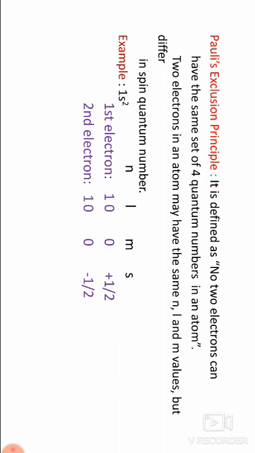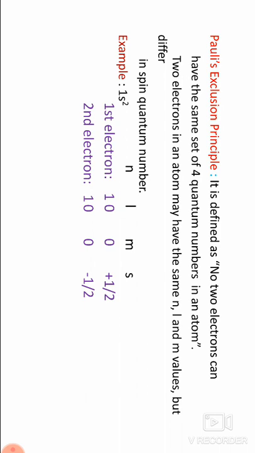The second electron has n value 1, l value 0, m value 0, s value minus half. In this example, for the first electron, the principal, azimuthal and magnetic quantum numbers are the same. The spin quantum number of the first electron is plus half. For the second electron, the principal, azimuthal and magnetic quantum numbers are also the same, but the spin quantum number is minus half. The other has minus half spin.